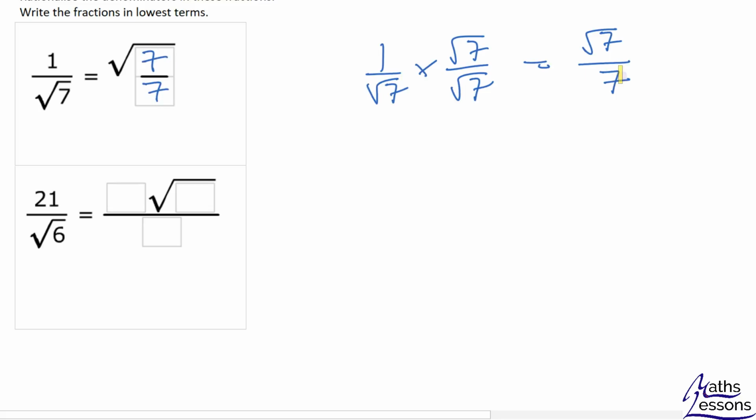You can see the denominator no longer has a square root in it. So have a go at the next one.